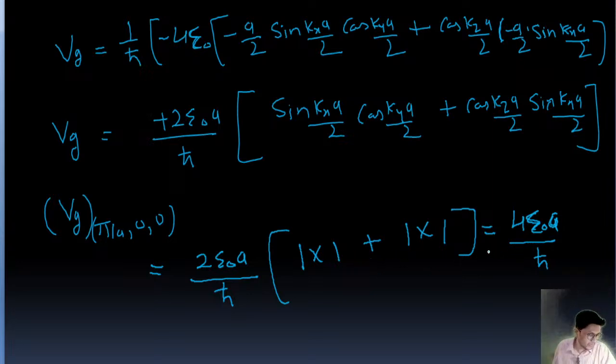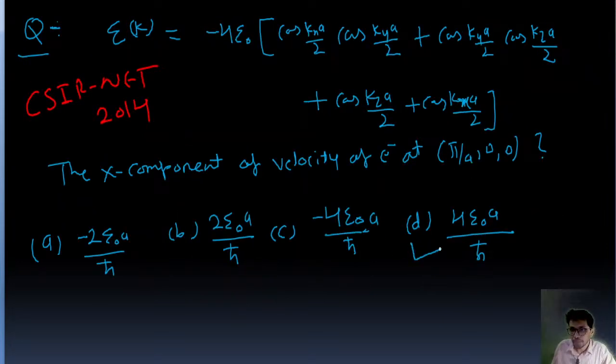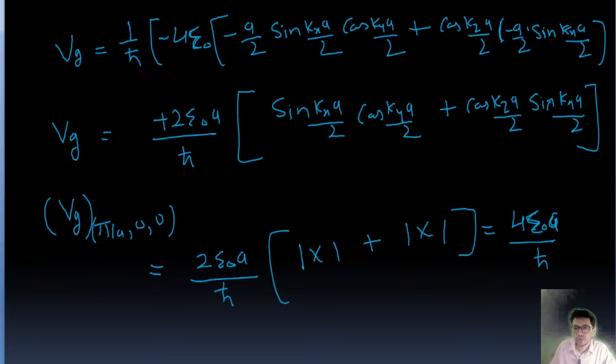So which option is matching? 4 epsilon 0 a upon h cut. Option D is matching, 4 epsilon 0 a upon h cut. So this is the answer, guys. Okay, next question.